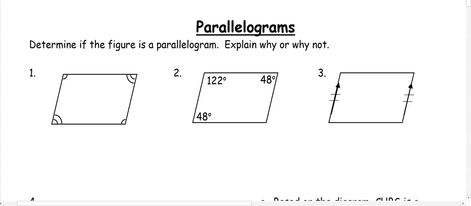This video is about some review problems for quiz 1 of unit 8. So let's talk about parallelograms first. Determine if the figure is a parallelogram, and explain why or why not.